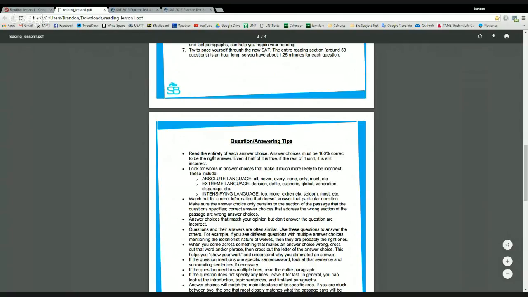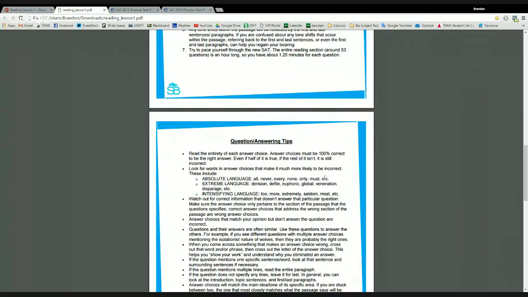And in order to cross out some of these answer choices that are made wrong by one word, you can look at words such as absolute language, extreme language, and intensifying language. All these languages are too extreme. If you notice these words, you could probably look up a list, but if you see these words, cross out the answer choice because it's most likely wrong.